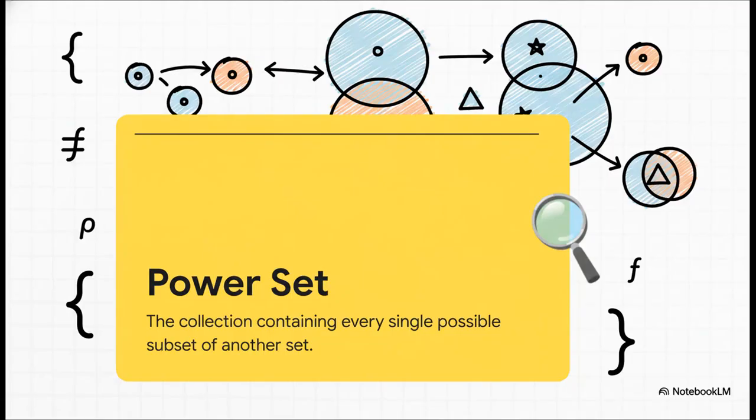And what do you call that big collection that holds all 8 of those possible subsets? That, my friends, is the power set. It's like the ultimate set of all sets, the meta-container that holds every single combination you can possibly make.